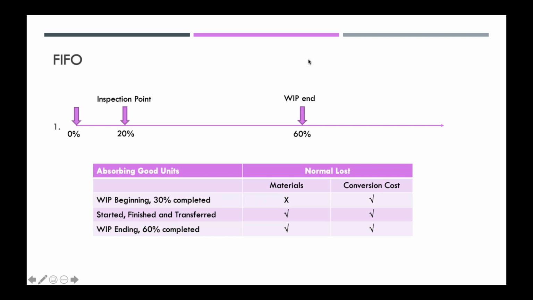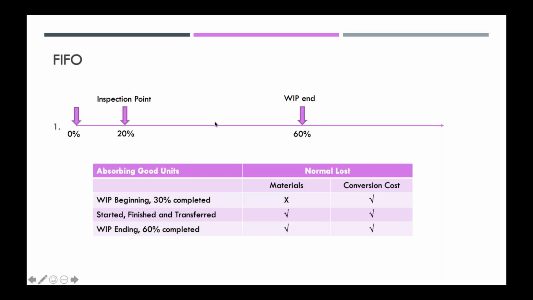Okay, this is the graphical presentation of the process. The inspection point is at 20%. Our work in process has reached only 60% completion. So yung mga units na ito na lumampas sa inspection point will absorb all the cost for the normal loss.